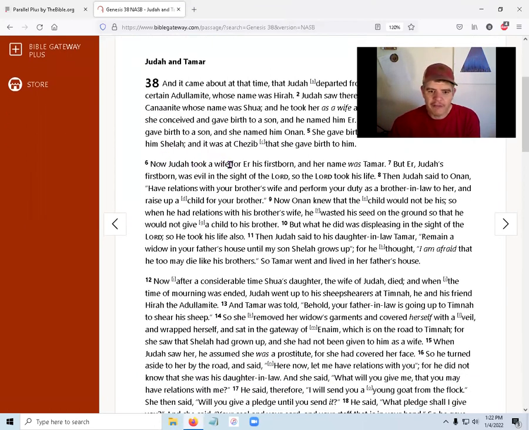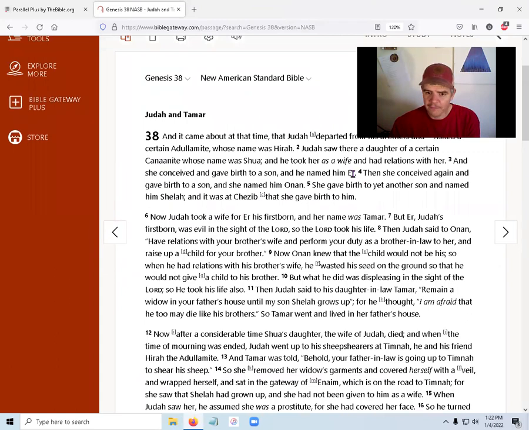Now, Judah took a wife for his first son, right? Then she conceived again, named him Onan. She gave birth to yet another son. Onan, Shelah. Okay, Tamar. Judah took a wife for his firstborn, named her Tamar. But Judah's firstborn, Er, was evil in the sight of the Lord, so God took his life.